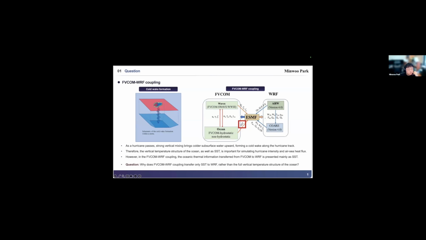However, in FVCOM WRF coupling, as far as I understand, the ocean temperature information provided from FVCOM to WRF is limited to sea surface temperature. Therefore, I would like to ask why only sea surface temperature, rather than the vertical structure of ocean temperature, is transferred to WRF in coupling. This is my question. Thank you.